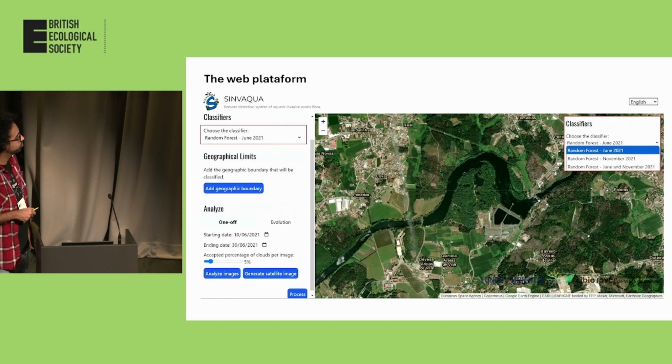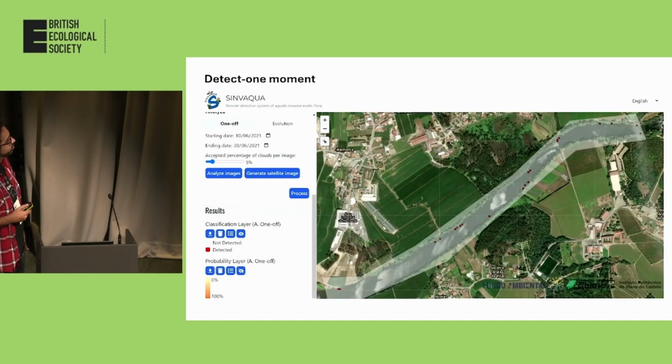If he goes for one moment only, he is asked to put the starting date and the ending date. We also ask some questions about the cloud cover, and in the end he will have a result like this. The red dots are areas that are spectrally similar to water hyacinth on the river for that moment that the policymaker, let's say the stakeholder, wants to analyze.